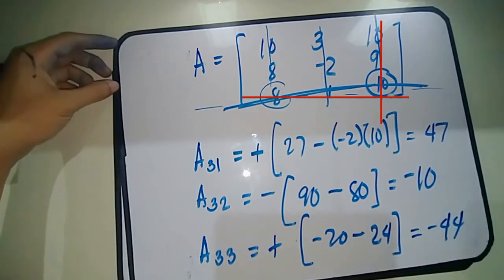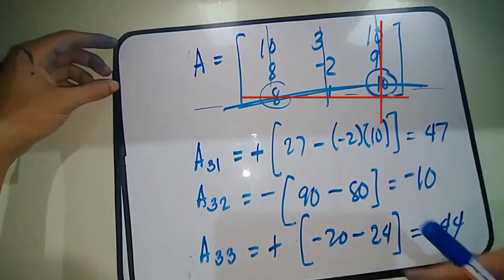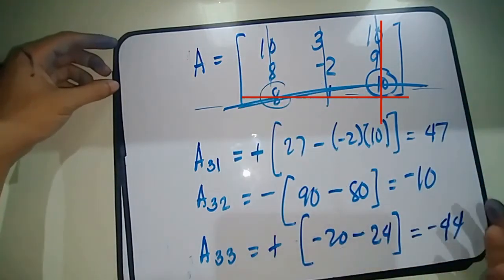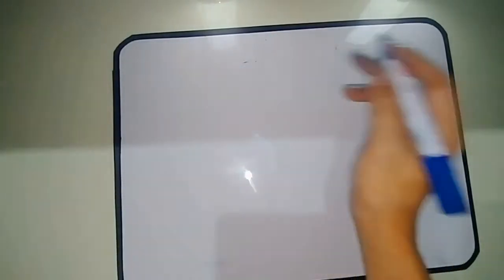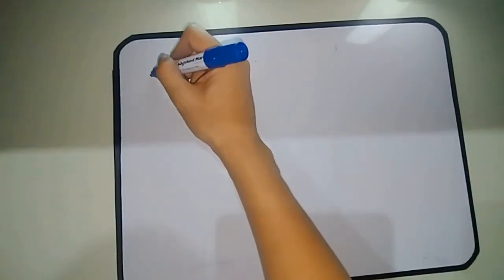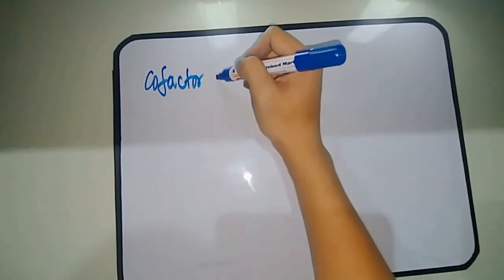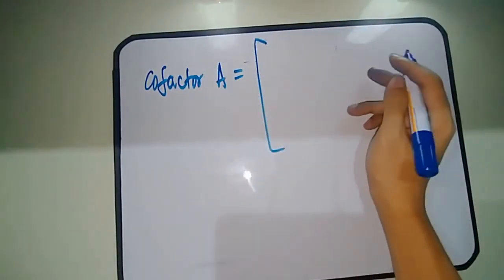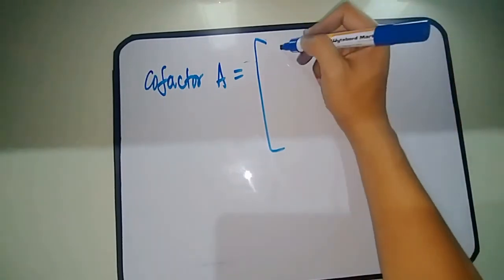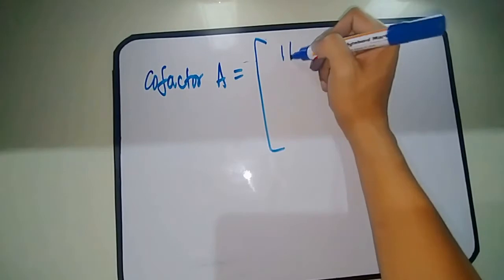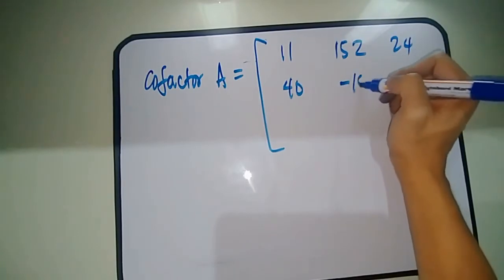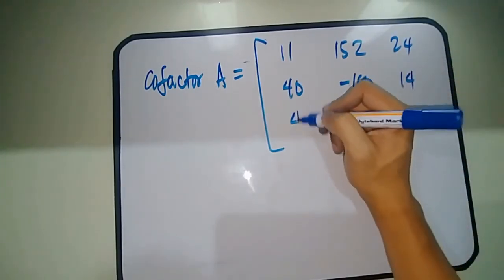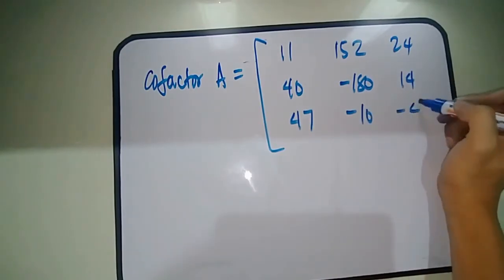Then, yung cofactor of the matrix, papalitan natin guys ng mga cofactor of each individual. So gawin natin matrix lahat ng cofactor. So the cofactor of matrix A, so medyo mahaba lang guys yung solution niya, pero paulit-ulit lang naman yung process. You have here the cofactor of A is equal to. So just copy the cofactor of each individual matrix. So we have here, so first column, first row, 11, you have here 152, so 24, 40, you have here negative 180, so 14, 47, negative 10, and negative 44.